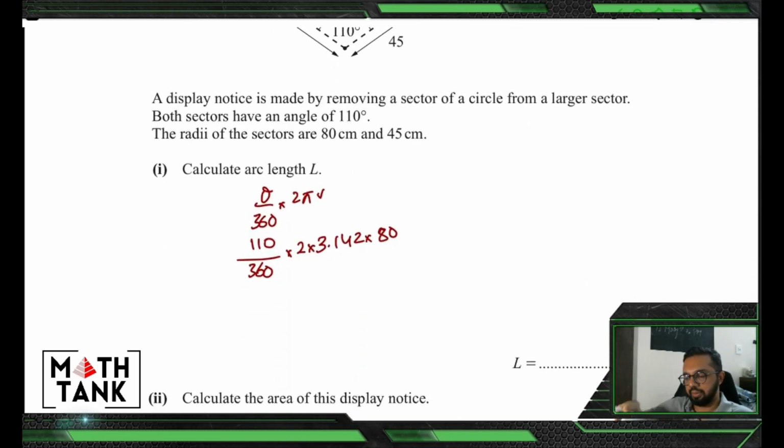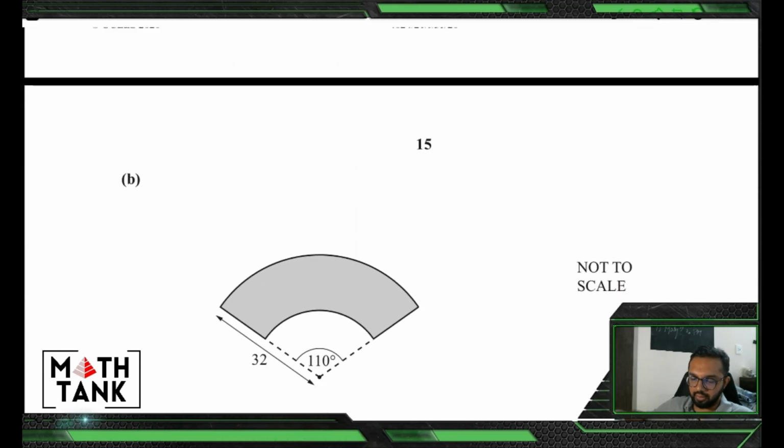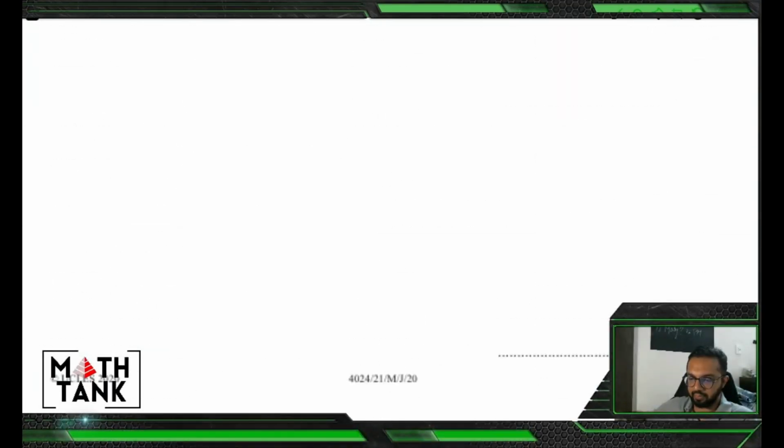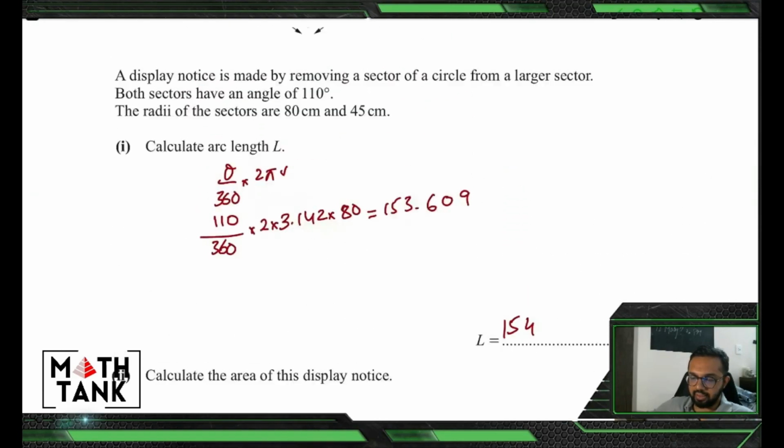So that gives me, remember that showing me these values inserted into the formula is the method mark. It's not about writing down the formula, it's about putting in the values. 153.609. So I'm going to say that it's 154 centimeters. Yeah, 154. Then it says calculate the area of the display notice.